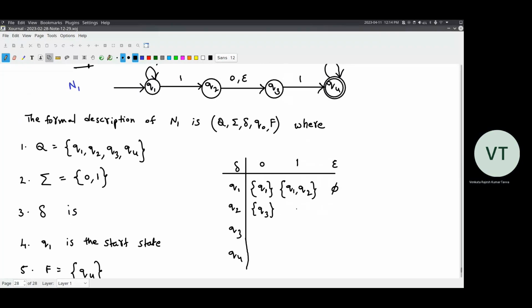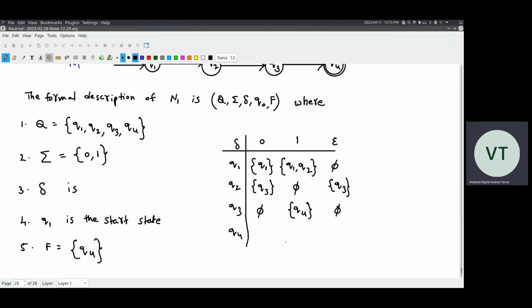Then Q2 on 1, null set. Q2 on epsilon, Q3. Q3 on 0, null set. Q3 on 1, Q4. Q3 on epsilon, null set. Q4 on 0, basically Q4 on 0, 1 goes to Q4. So on 0, it goes to Q4. On 1, it goes to Q4. On epsilon, null set.